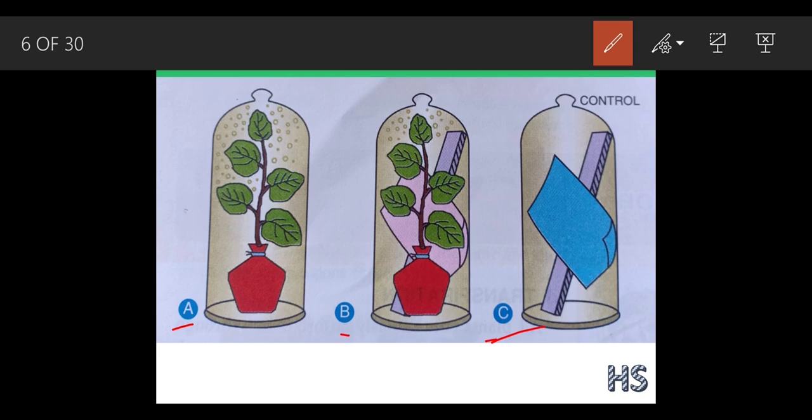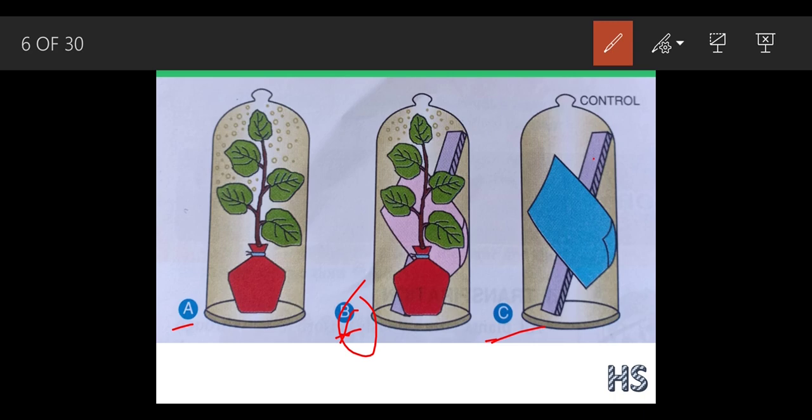Again in B part, we are going to take a well watered plant. We are going to introduce a paper inside this B part. See this pink color paper. Actually it wasn't pink, it was blue in nature. So I am going to explain to you why it is seeming pink. In C, there was no plant, only a wooden stick, and cobalt chloride paper, which was originally blue in color, was introduced. So after 1 hour, we are going to see all these three apparatus one by one.